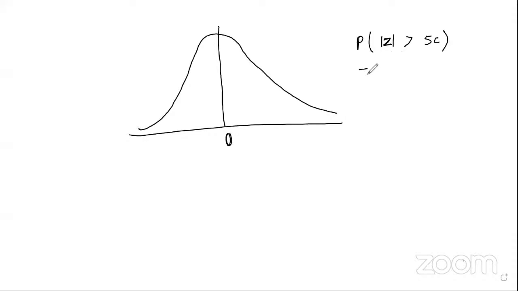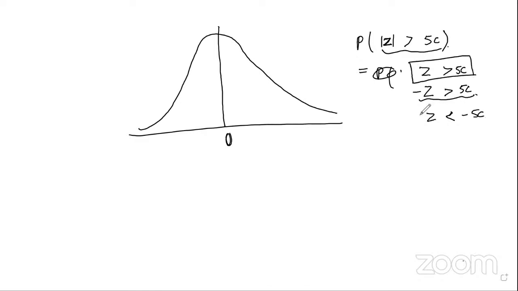Let's split this part inside the bracket. So it says probability that mod of Z greater than 5C. So it will become Z greater than 5C and it will have minus Z less than 5C. So this second term becomes Z less than equal to minus 5C. So now you have Z greater than 5C and Z less than equal to minus 5C. So let's plot this on this graph.